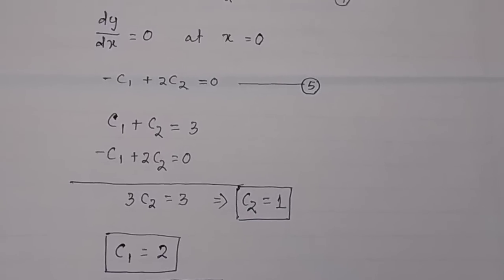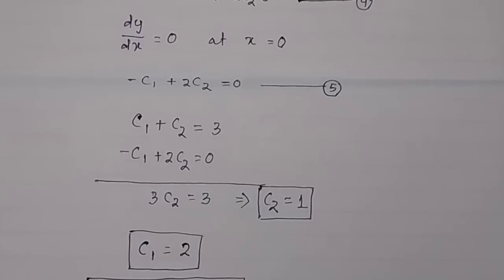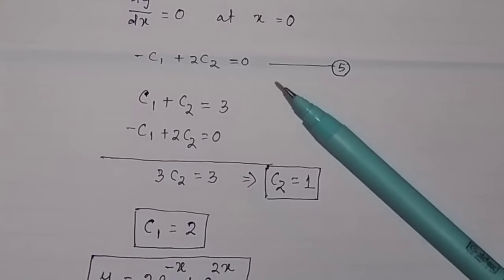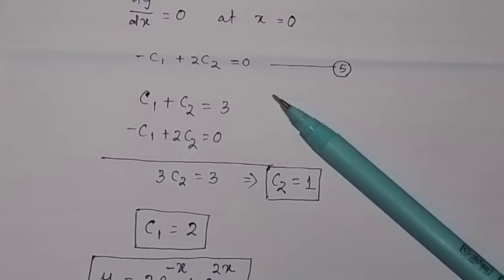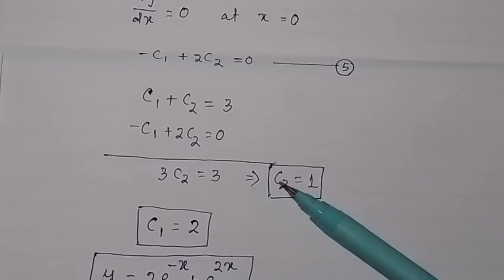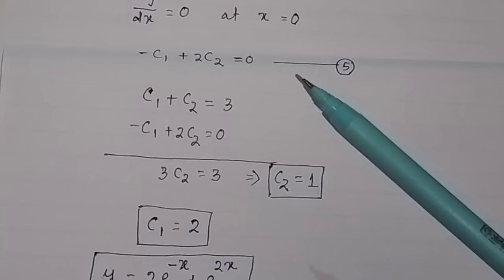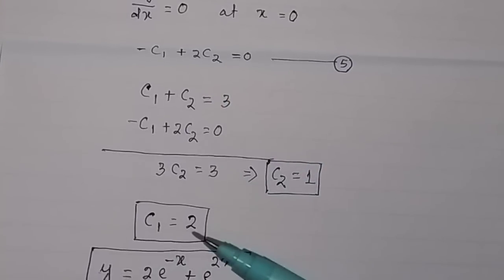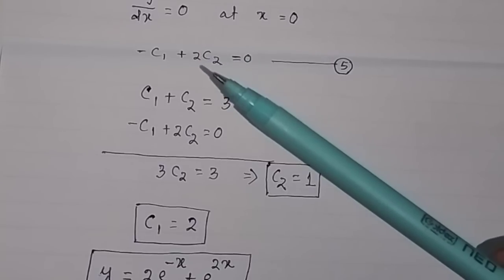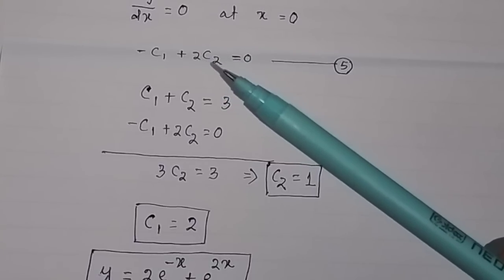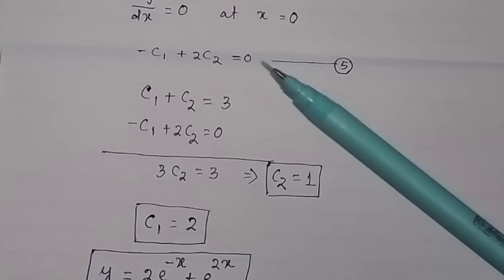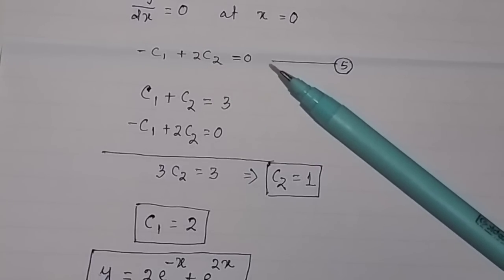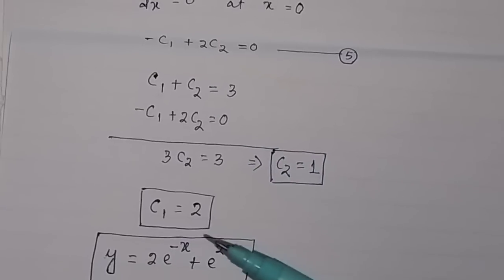Either you put the value of c2 in equation 4, or in equation 5, so that you will get the value of c1 equal to 2. If you put c2 equal to 1, this will be equal to minus 2, and if you take the minus 2 to this side, this will be, sorry, plus 2. If you take it to this side, this will be minus 2. So c1 will be equal to 2.